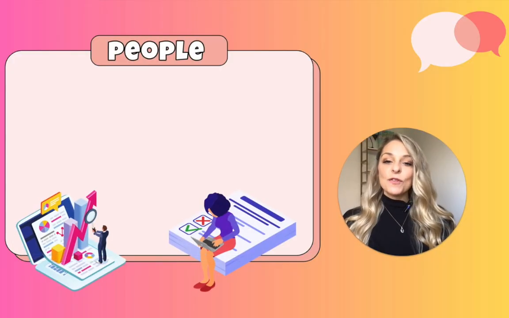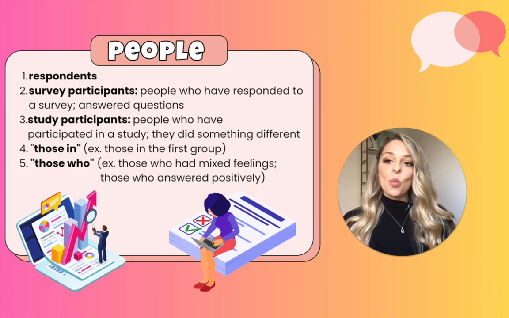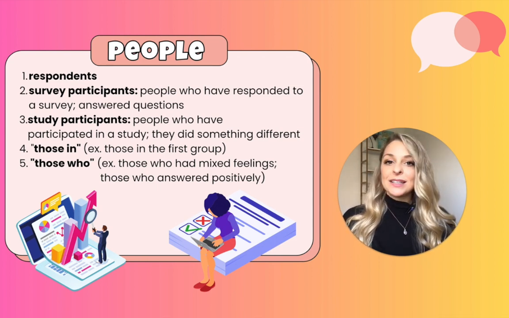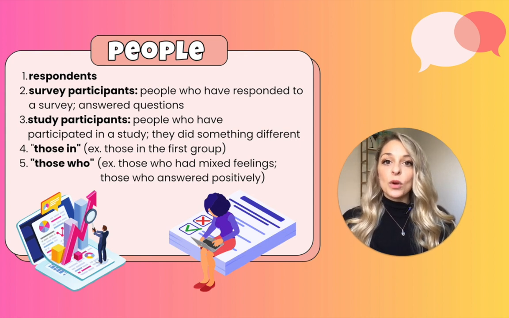Let's talk about survey results. Okay, so first we need to talk about the people involved in a survey. And numbers 1 and 2 are synonyms. We have respondents and survey participants. So in number 1, you can see that the word respondents has the word respond in it. So this noun form comes from the verb to respond and just refers to people who have responded to a survey. Number 2 is survey participants. This refers to people who participated in a survey.